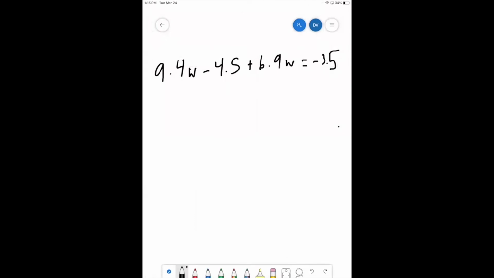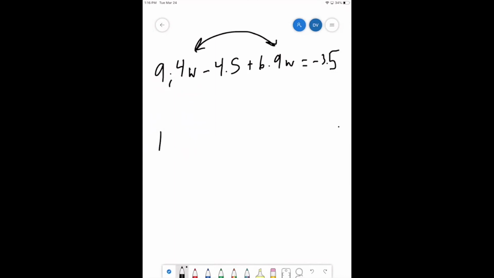All right. So first thing we're going to do is combine our like terms. So W and W are like terms. So we can combine those. So let's add them real fast. 9.4 plus 6.9. 9 plus 4 is 13. And that's going to be 9 plus 1 is 10, plus 6 is 16. So 16.3 is that answer.